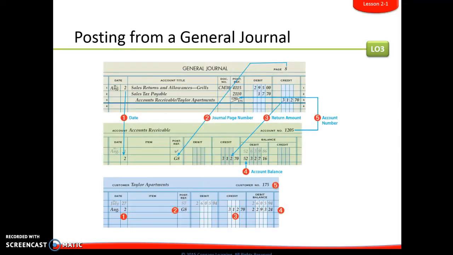Okay, so the last thing that they're showing us is the posting from the general journal. Again, this shouldn't be anything new to us. This is posted individually, so we would look at each line as to what account is posted. We do see here, when we find our Taylor Apartments, that is going to go to our customer account. So that would be going to our accounts receivable subsidiary ledger.